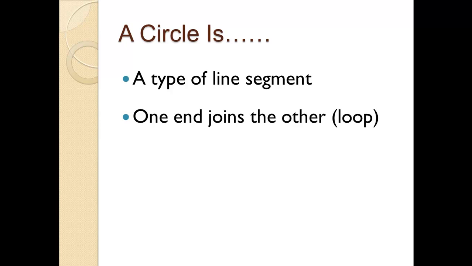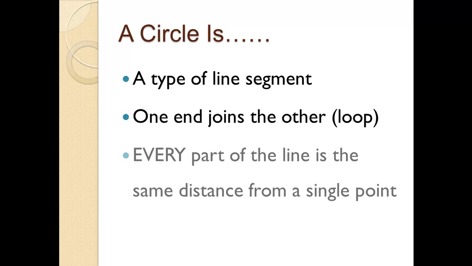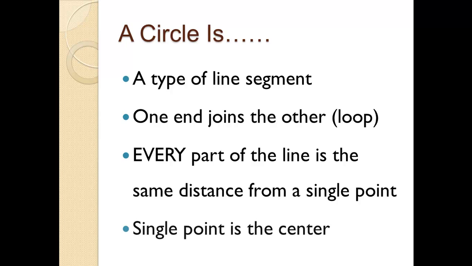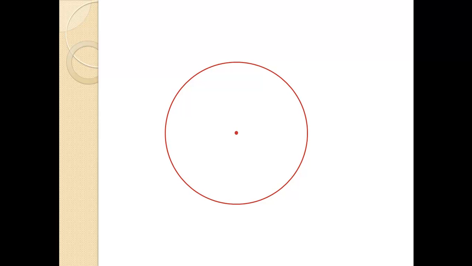A circle is a type of line segment. One end joins the other, which makes this line segment a loop. Every part of the line is the same distance from a single point. The single point is called the center of the circle. Here we have a single point, and here is a line segment that makes a loop. Every part of that line is the same distance as all the other points of the line from the center.